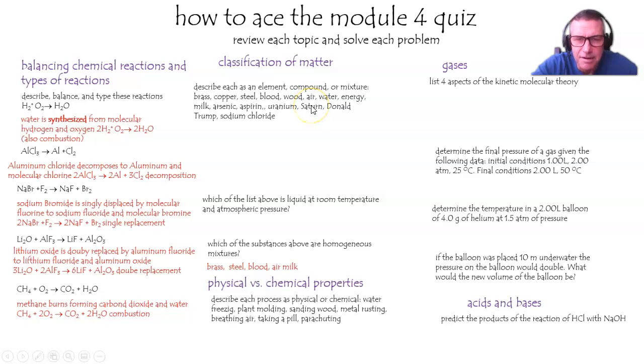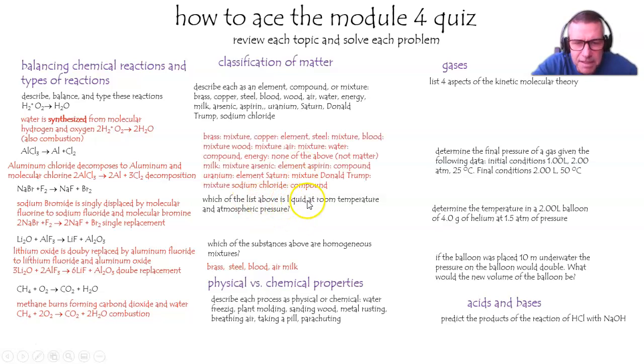Saturn is an entire planet, so I'm going to go with mixture. Donald Trump, I will avoid any political comments, is a mixture. Sodium chloride is a compound of sodium and chlorine, bonded together in a crystalline lattice.